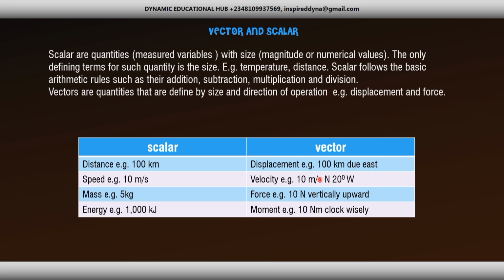So if I write 100 kilometer alone, what I'm showing you is the distance. But when I add "due east", it shows the direction. 100 kilometer due east is different from 100 kilometer due north.